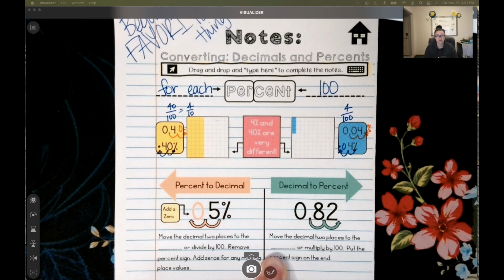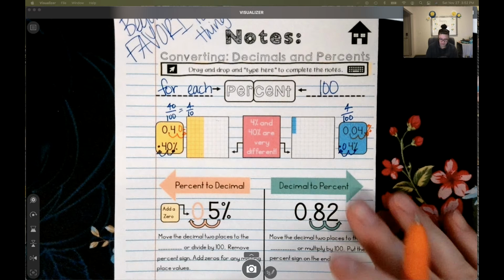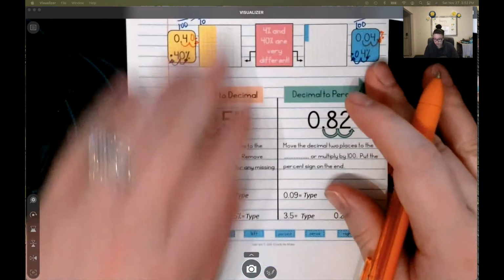So it depends which way you're trying to go. Percent means how many shaded out of 100. Those numbers are getting bigger while when you move it to a percent, it's getting smaller. Or when you move to a decimal, it's getting smaller. So quick review.